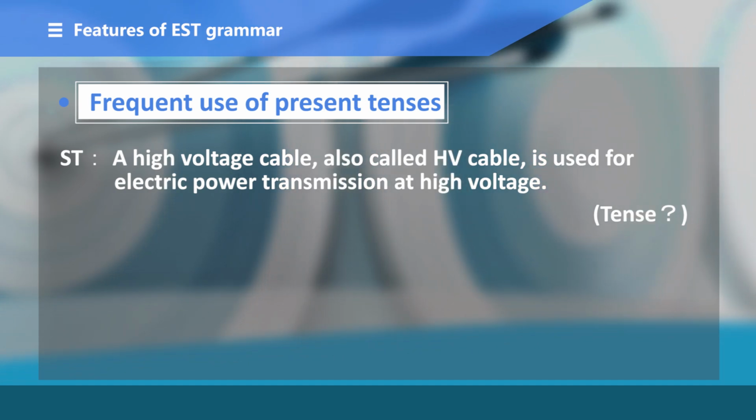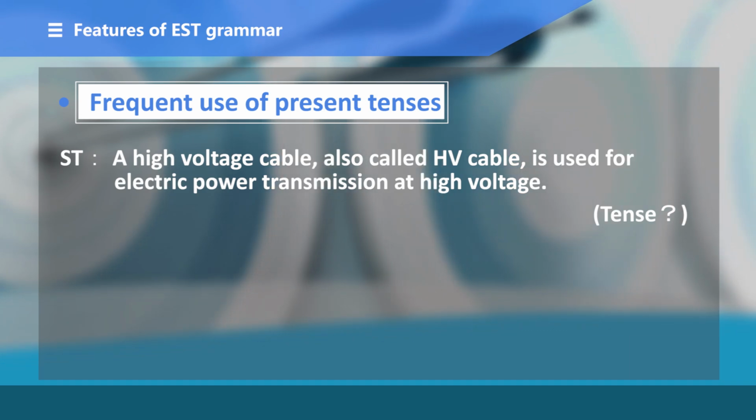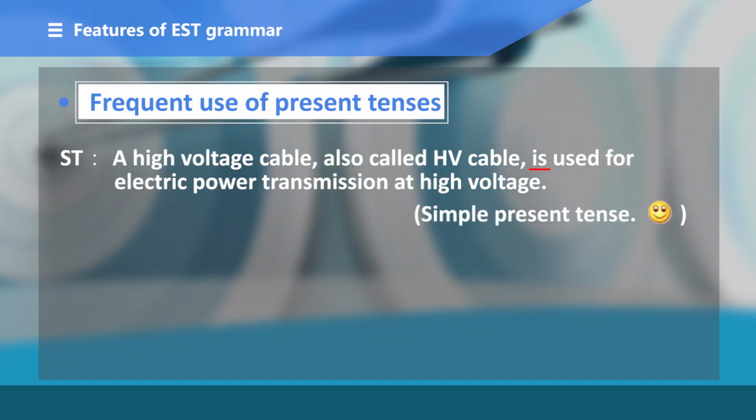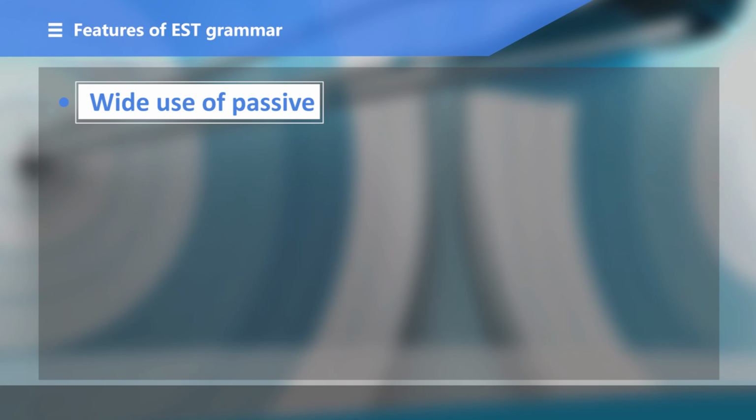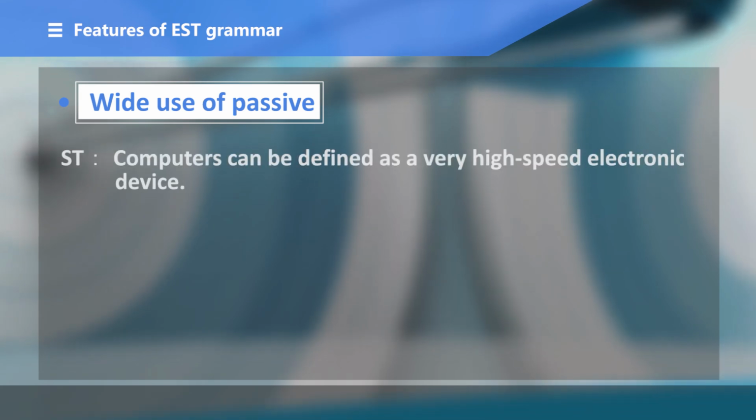Have you noticed the tense used in example 2? Surely you know its tense is the simple present one and is also a passive voice. The wide use of passive voice is the third feature of EST grammar. Here, example 3 is given to indicate this feature.